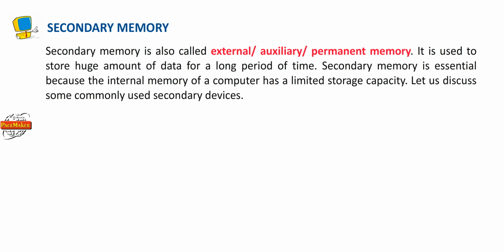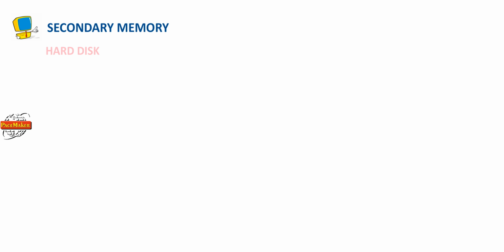Secondary memory. Secondary memory is also called external, auxiliary, permanent memory. It is used to store huge amounts of data for a long period of time. Secondary memory is essential because the internal memory of a computer has a limited storage capacity. Let us discuss some commonly used secondary devices.